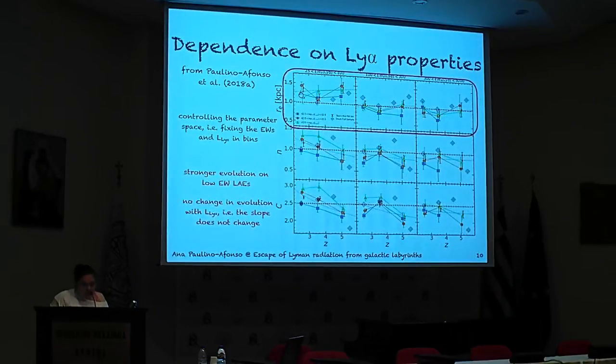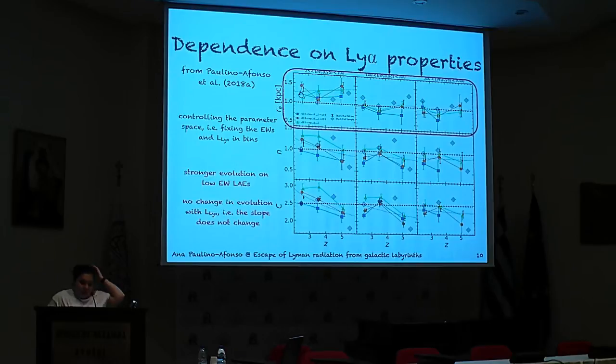So in order to understand even better, we need to understand that galaxies have a lot of parameter space, so you need to control them. One of the things that we did is to fix the equivalent width of Lyman alpha and fix the luminosity, and try to understand how the effective radius varies, as well as the Sérsic index and the concentration.